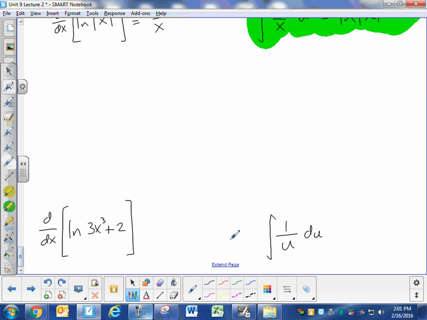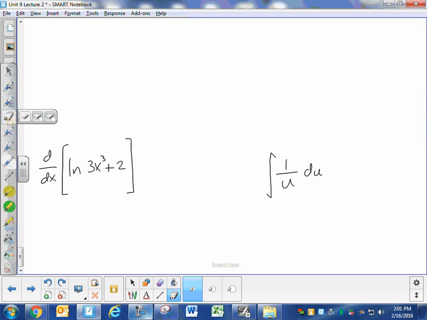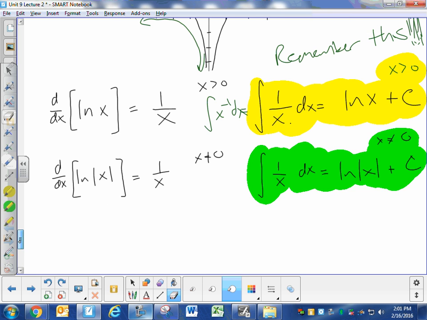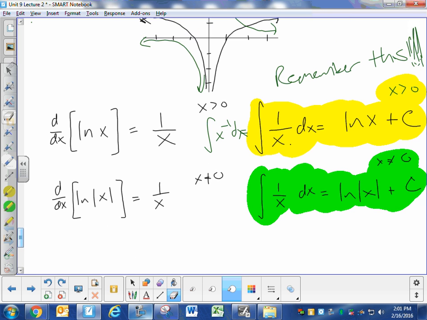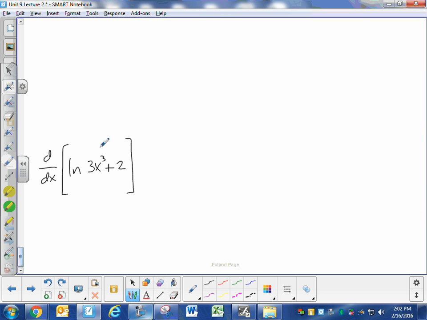We need to also remember how to... We need an absolute value, just to be careful, of our domain. Okay. Well, we also need to remember how to take the derivatives of log of stuff.